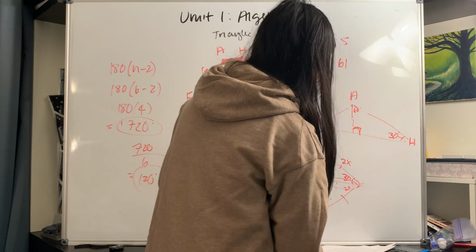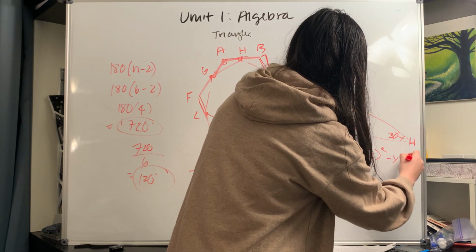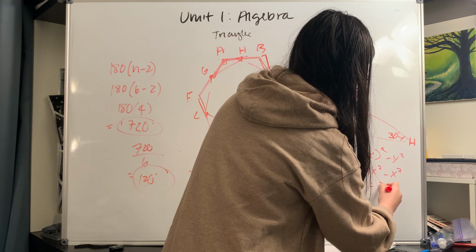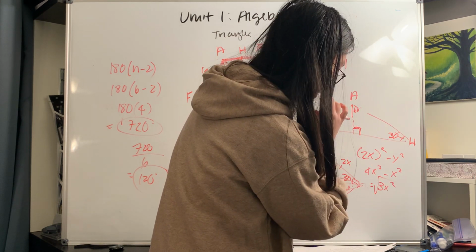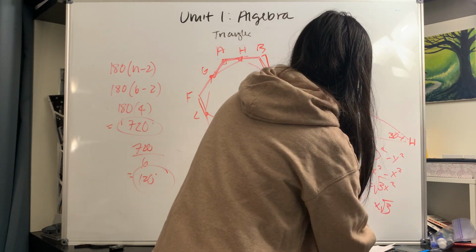Put the parentheses in the wrong place. 2x squared minus x squared. You get 4x squared minus x squared. And then you get 3x squared. That's the side of this. But then you also have to find the root of this. So you get x root 3.